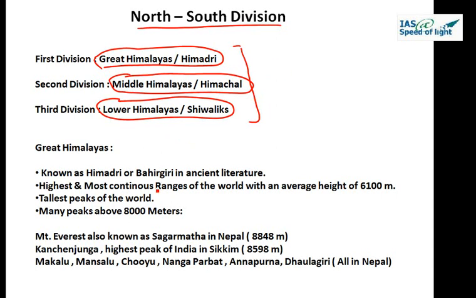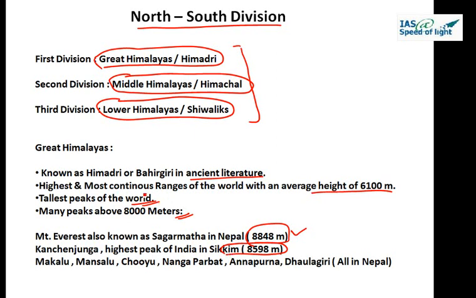Let us talk in brief about each one of them. The Great Himalayas, also known as the Himadri or Bahirgiri in ancient literature, are the highest and most continuous range of the world with an average height of 6,100 meters above sea level. They have the tallest peaks of the world, and there are many peaks above 8,000 meters. Mount Everest, also known as Sagarmatha in Nepal, is the highest peak of the world at 8848 meters. We need not remember the exact height of these ranges or peaks. Kanchenjunga is the second highest peak of India, in Sikkim.